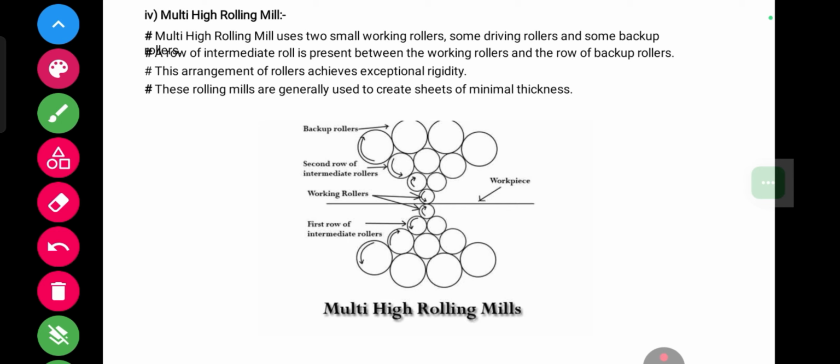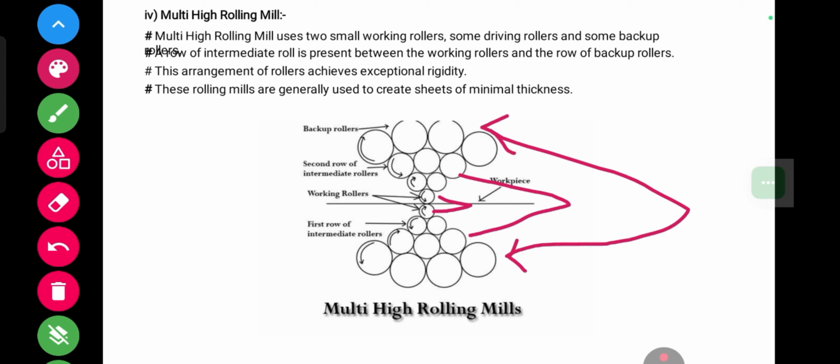Here you can see in the diagram the two small working rollers. The second and third rows of rollers are intermediate rollers, and the last row of rollers, these two, are backup rollers.